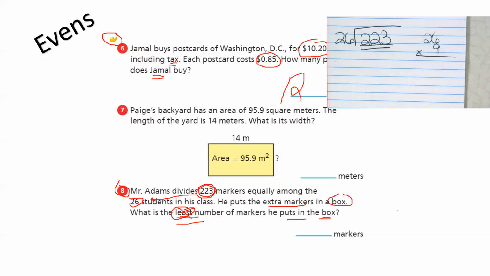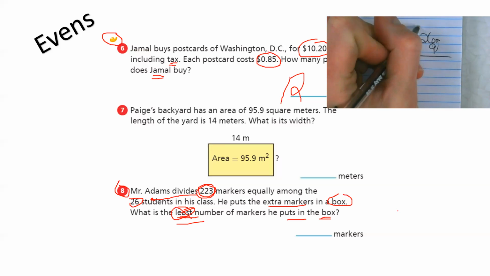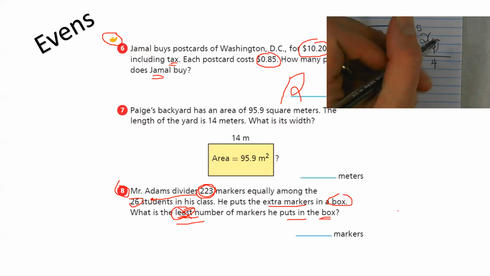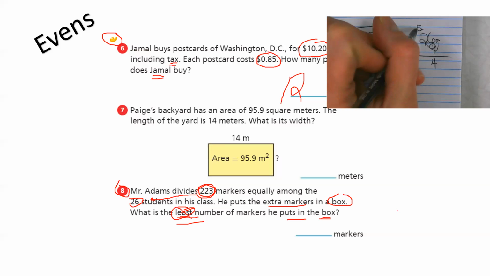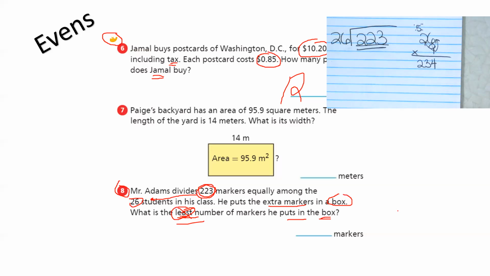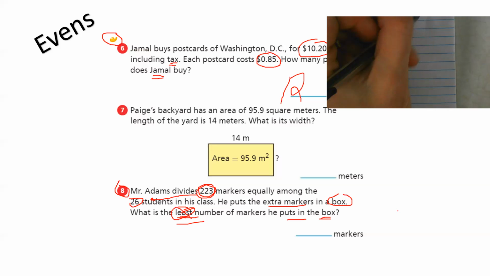What would 9 groups of 26 be? Well, 6 times 9 is 54. And remember, obviously here, you can use whatever technique you like better. A lot of people still like just using lattice, even though it's by 1 digit. That's cool. 18, 19, 20, 21, 22, 23. Too big. So instead, let's do 26 times 8.